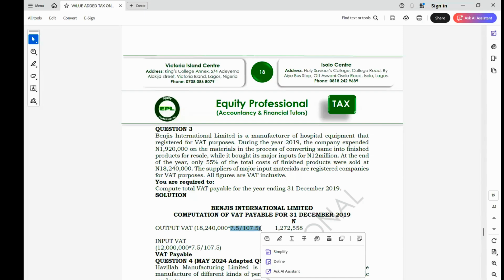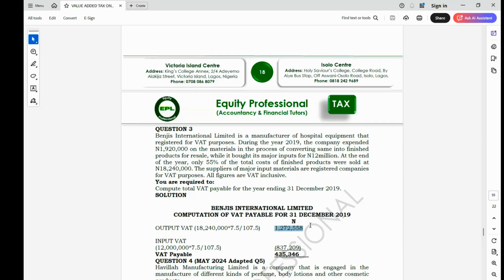So where the examiner is silent, where the examiner did not say VAT inclusive, please assume VAT exclusive. In that case, you are going to multiply by 7.5 divided by 100. Because this is VAT inclusive, that is what we multiply by 7.5 divided by 107.5. That will give us this value of 1,272,558.